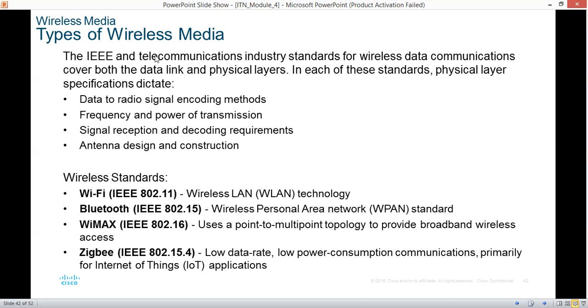So types of wireless media: the IEEE and the telecommunications industry standards for wireless data communications cover both the data link and the physical layers. In each of these standards, physical layer specifications dictate the data to radio signals encoding method, frequency and power of transmission, signal reception and decoding requirements, and antenna design and construction. So this is the requirement here for the wireless media itself.